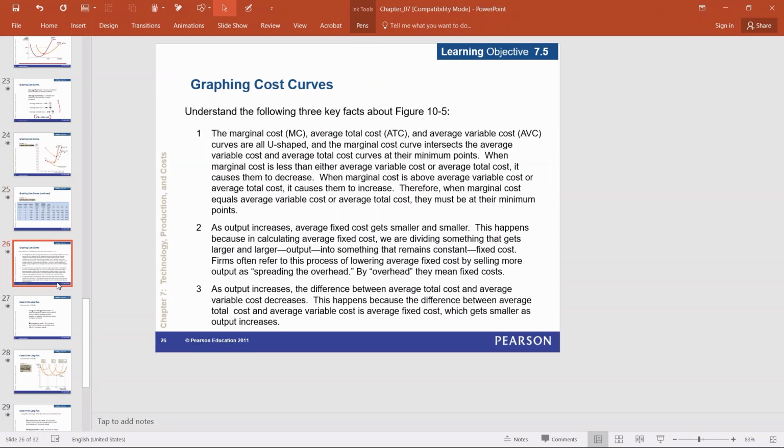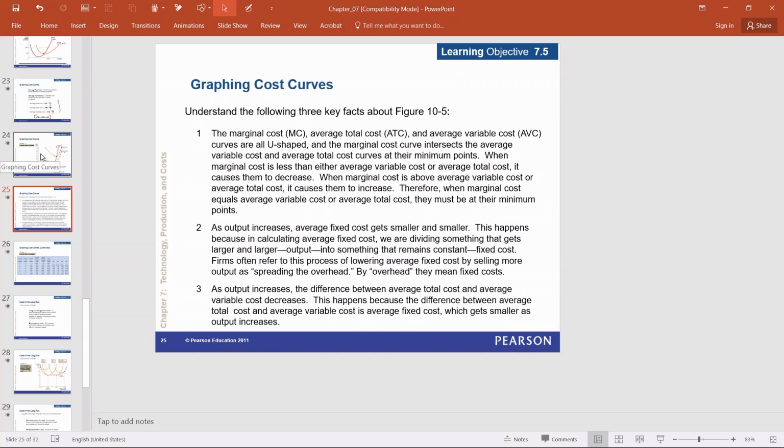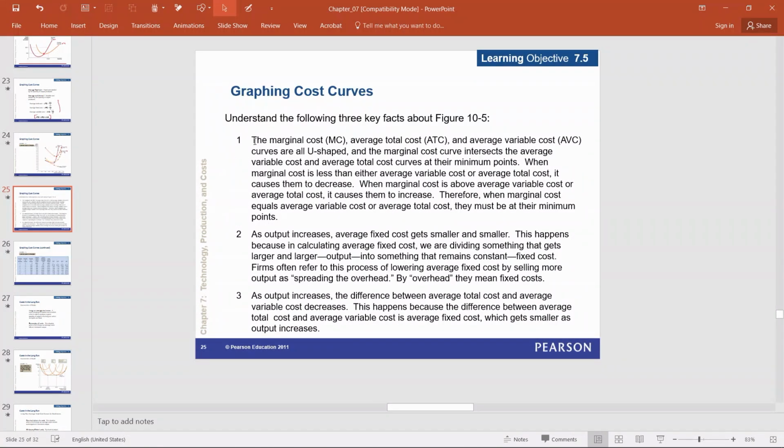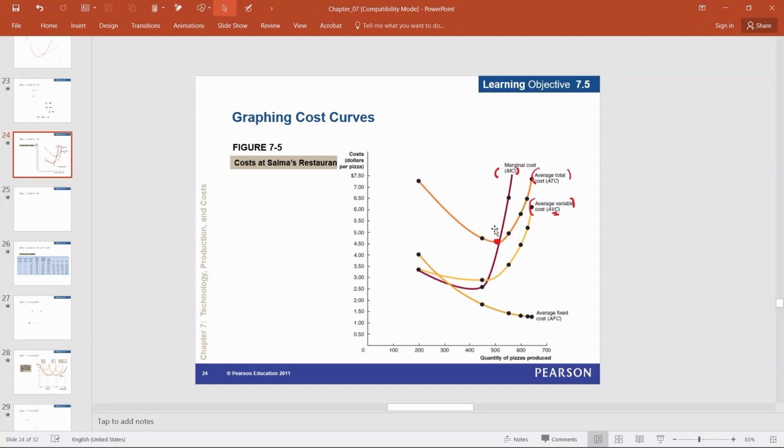Okay, let me shift this slide to come before the slide number now 26, because this is related to the curves in the previous slide. So slides 24 and 25 are very related to each other. And slide number 25 explains the behavior and the interrelationship between the curves here.